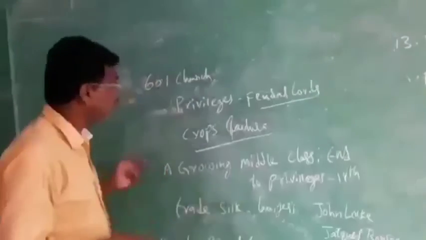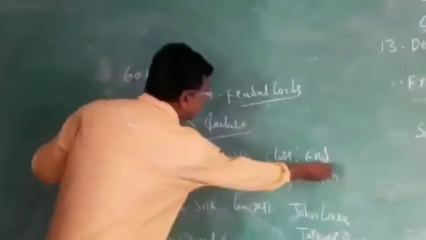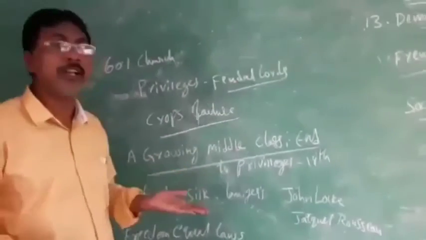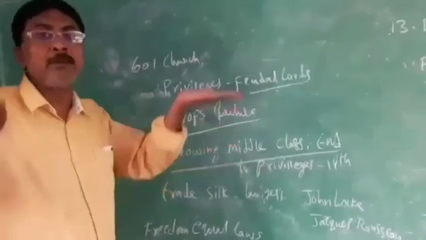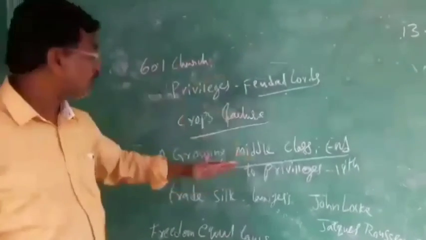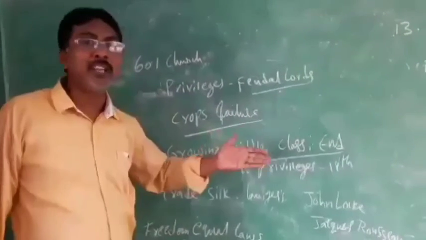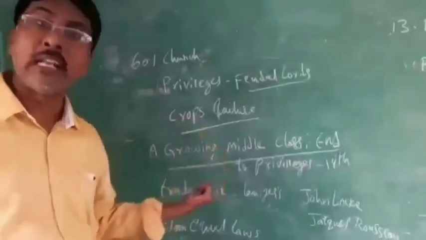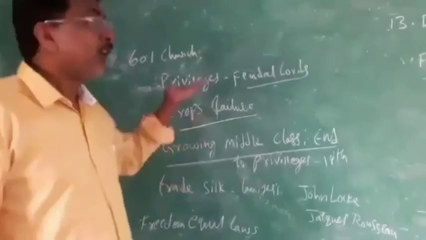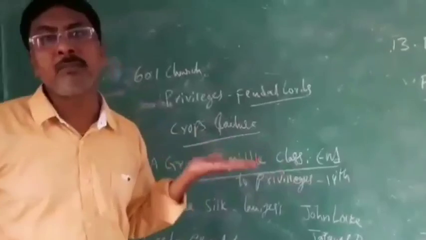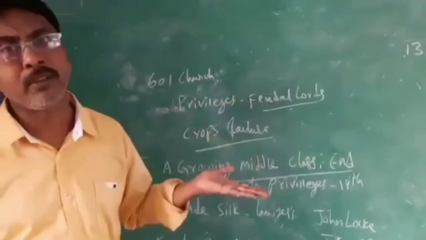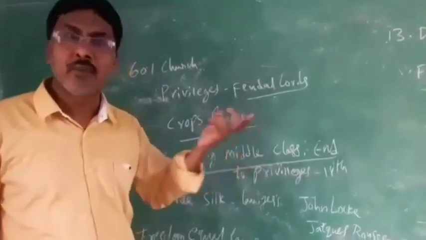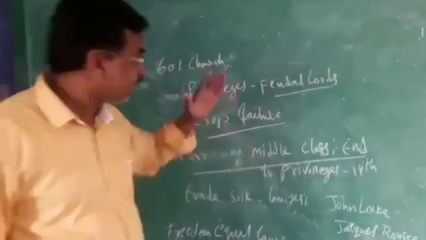So now, day by day, what happened? The middle class kept growing. Why? Because the educated people who do jobs also come in the middle class only. A lot of middle class people started education, and they became lawyers, engineers, professionals, teachers, like that.